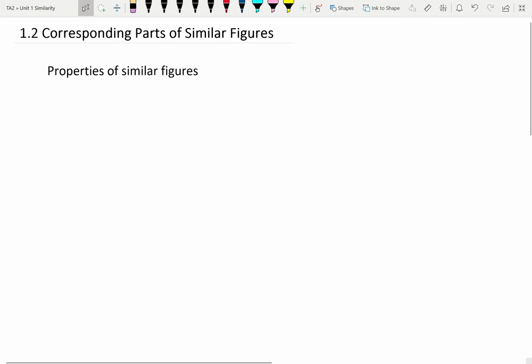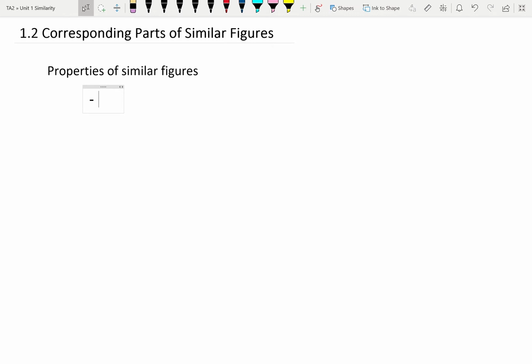Okay, so in the previous video, we talked about what proportionality is. Now we're going to talk about it more in the context of corresponding parts. So this section is corresponding parts of similar figures. Before we do anything with examples, I want to talk about what some properties of similar figures are. So when you see similar figures, or an example that says these two figures are similar, here's what we know about these two figures.